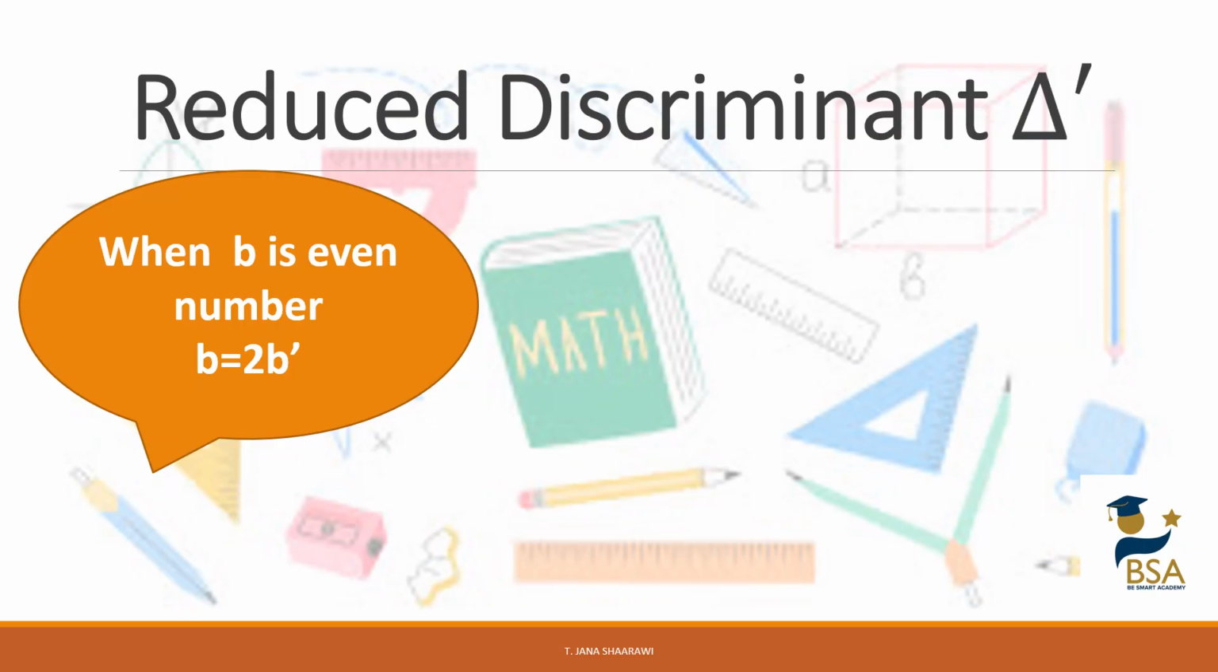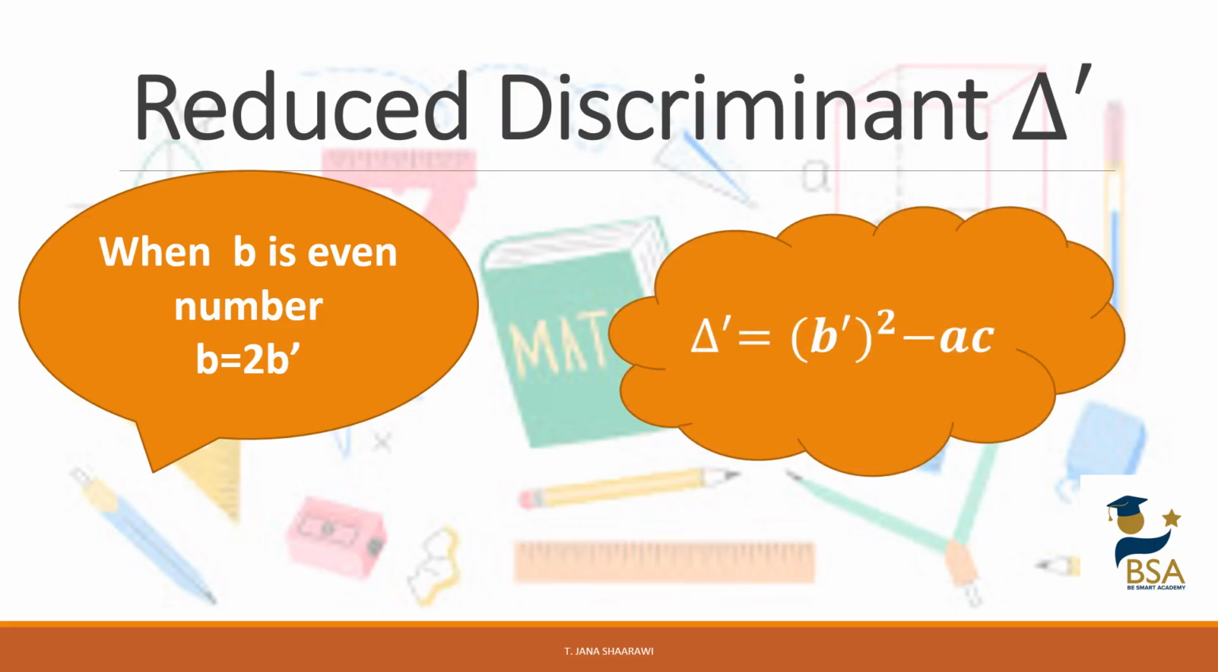Actually, delta prime is used simpler when b is even. Why when b is even? Because when b is even, it means that we can write b in the form of 2b prime. So there is something b prime where 2 times b prime is equal to b. So the delta prime is equal to b prime square minus ac. It's similar to delta, but it is reduced. As you can see, there is no b square, there is no 4 here. So we square b prime, which is half of b, and we subtract with ac only. So it's a reduced number.